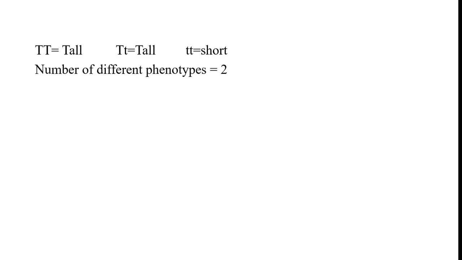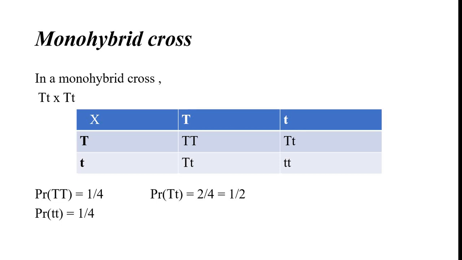So number of different phenotypes from this table. Since capital T is tall, we are going to have phenotype, that is the physical appearance. How does a person look physically? So here, capital T, the person is going to be tall. Capital T, small t is also going to be tall. Capital T, small t is also tall. Then the small t is going to be short. So we have 3 of them being tall and 1 being short, so the number of different phenotypes we have here is 2.